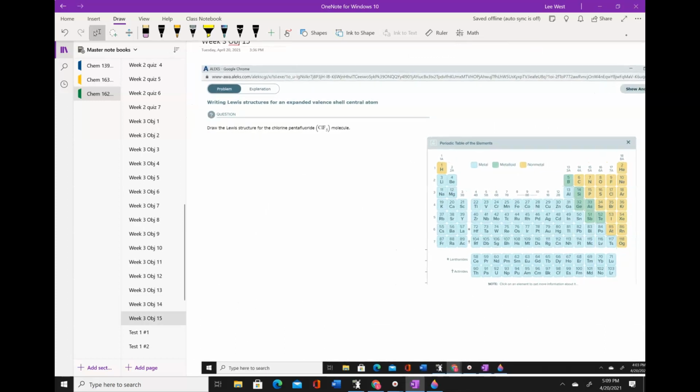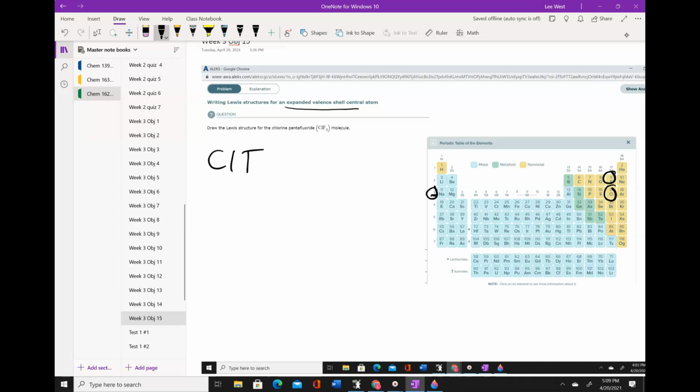All right. Draw the Lewis structure for the chlorine pentafluoride molecule. It's going to have an expanded valence shell. This can happen when we have a central atom that is period 3 or beyond. We've got chlorine here and fluorine here, and chlorine is in period 3, so it can have more than 8 electrons around it. So let's add up our valence electrons.